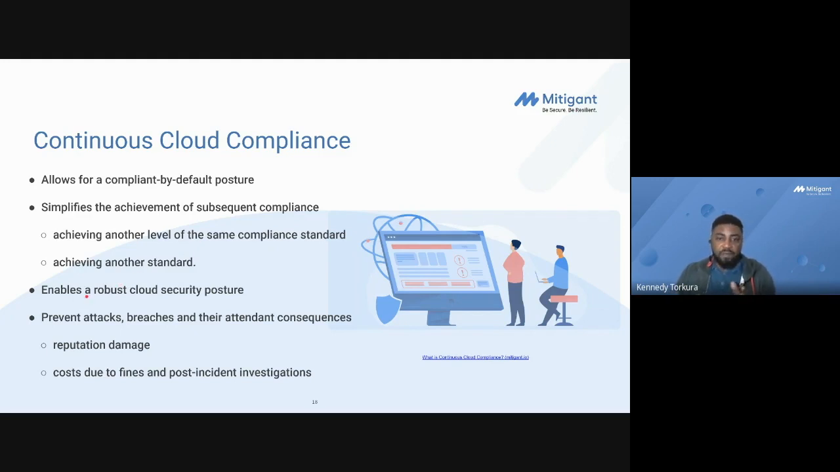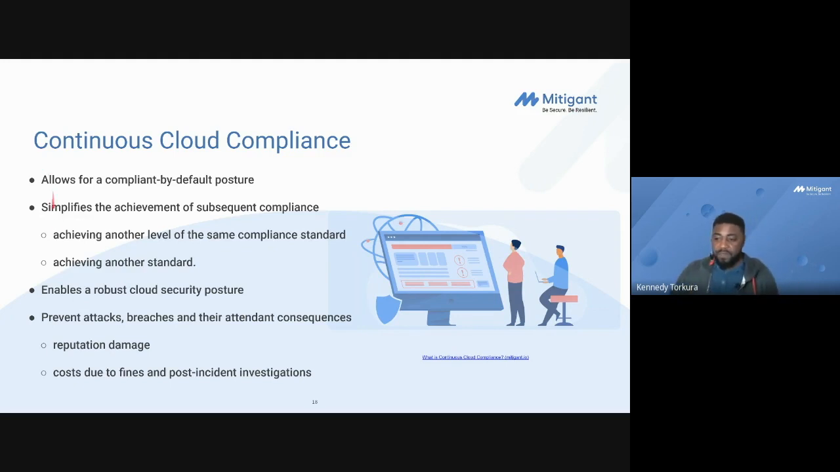It also helps you to be secure. There's a little difference between security and compliance, and oftentimes people mix it together. Compliance is something you achieve at a point in time, and security is something you always do, because we know that the attackers, they don't sleep. There's always a threat knocking at the door. So continuous compliance helps you to be somewhere in between just being compliant and being secure, and it's a nice way to maintain a robust cloud security posture.